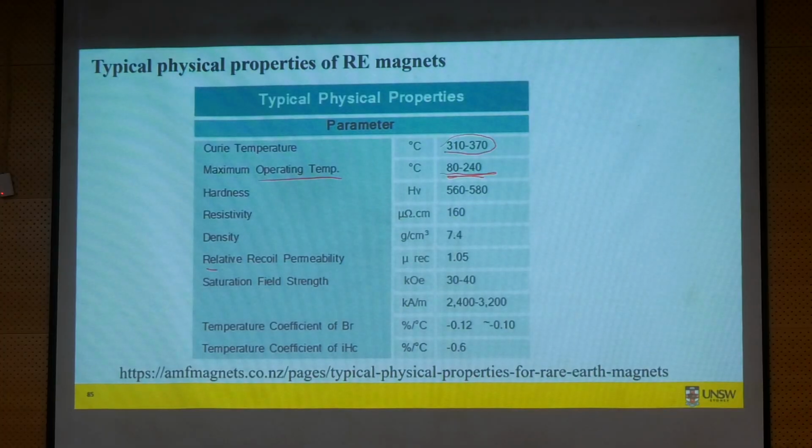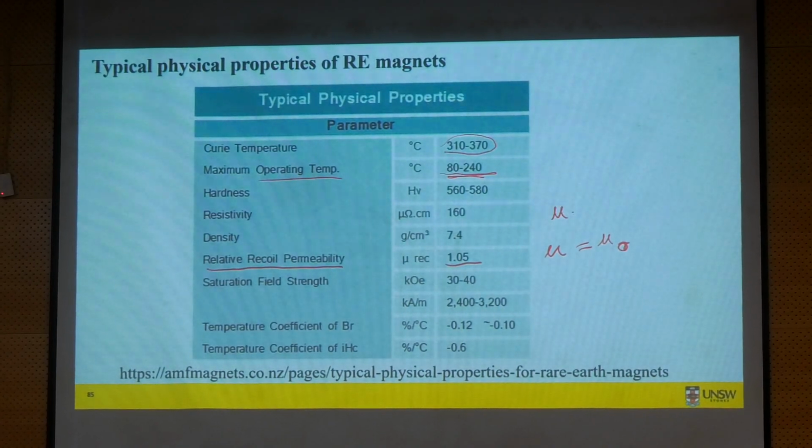The relative recoil permeability is close to 1. That's why you call the mu of the material the same as mu r times mu naught, because the relative permeability mu r is close to 1.